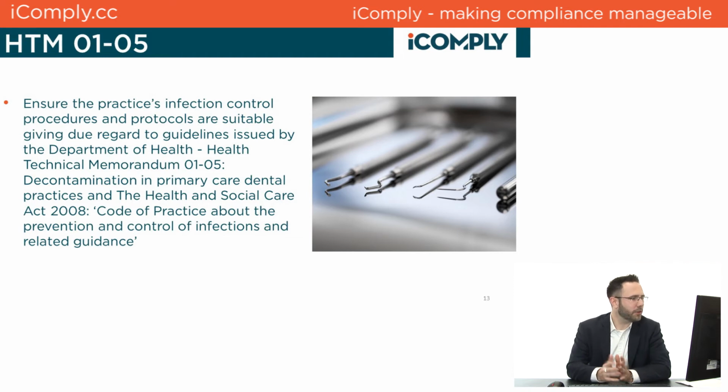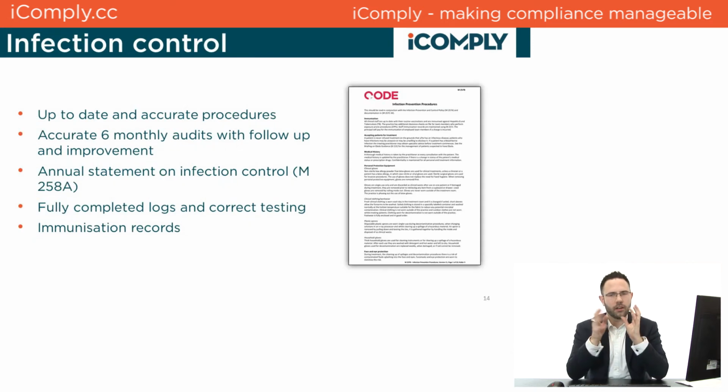Okay, so HTM 105, just making sure that you are meeting HTM 105 and the Code of Practice. So that's really important. What I've tried to do here, obviously I can't talk about everything about HTM 105, but you've got to make sure that your written procedures document, which in the system is M257B, is reviewed every year. It needs to be up to date, it needs to be accurate.